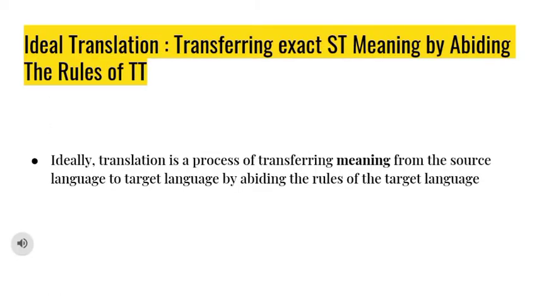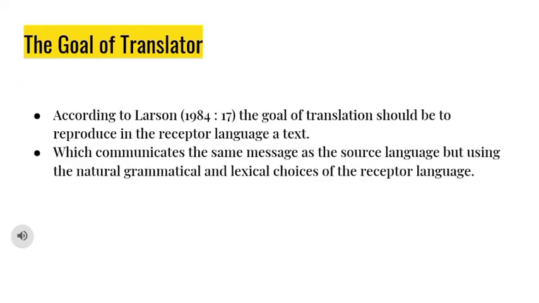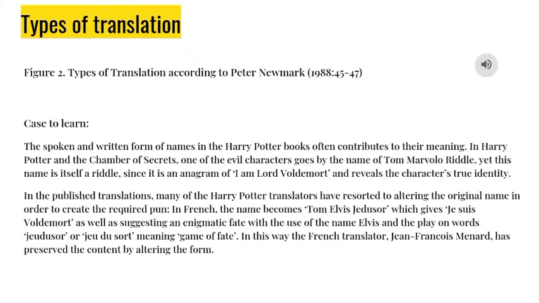Ideal translation: transferring exact source text meaning by obeying the rules of the target text. Ideally, translation is a process of transferring meaning from the source language to the target language by obeying the rules of the target language. According to Larson, the goal of translation should be to reproduce in the receptor language a text which communicates the same message as the source language, but using the natural grammatical and lexical choices of the receptor language. Types of translation.